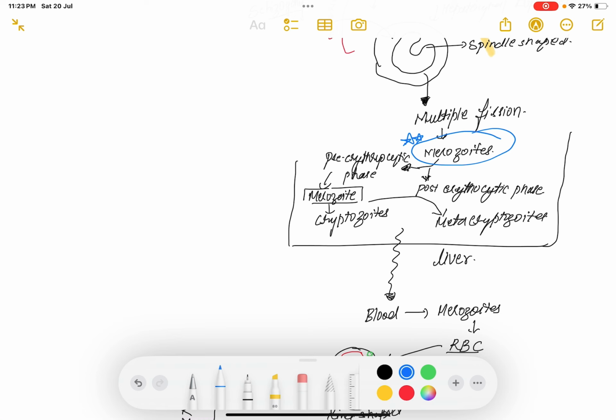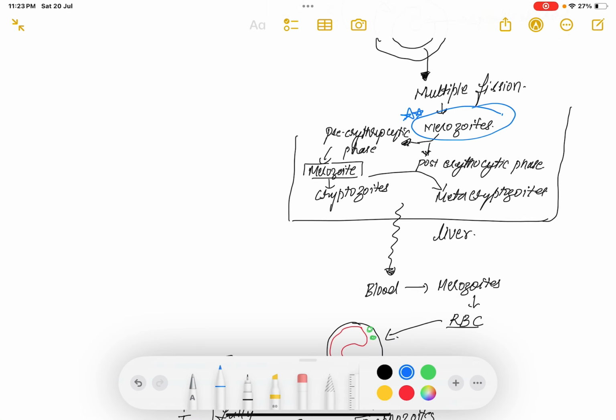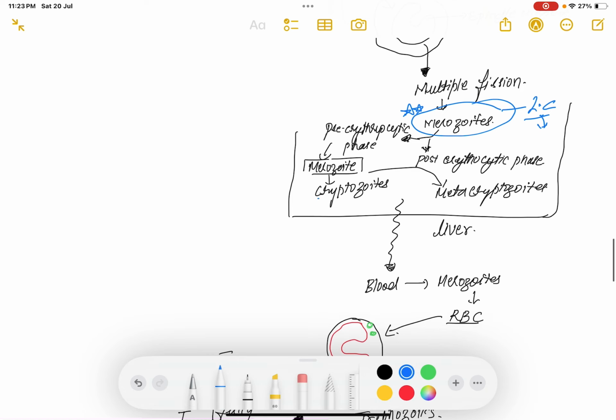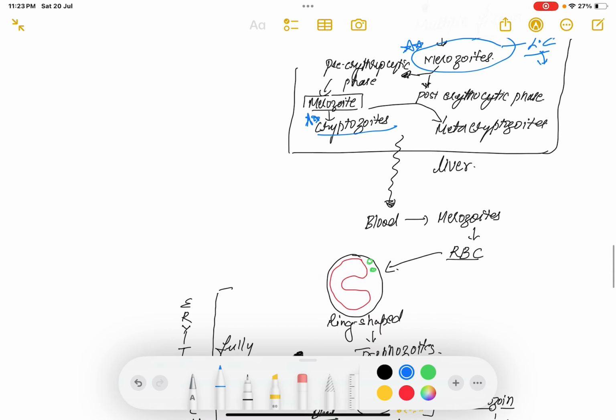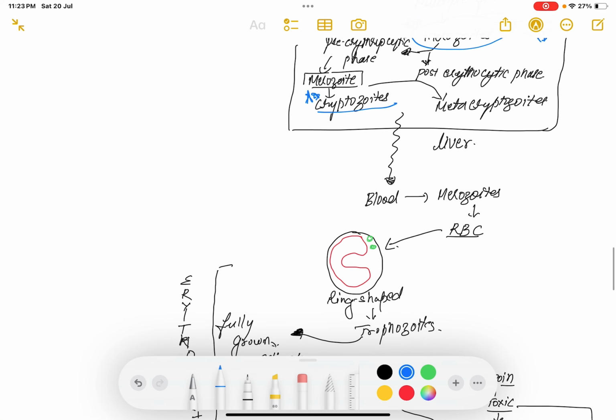Then these merocytes again infect other liver cells, and the second time they produce merozoites. Those merozoites are called metacryptozoites or cryptozoites. The terminology again to remember: cryptozoites and metacryptozoites. Then these cryptozoites will enter into the blood.